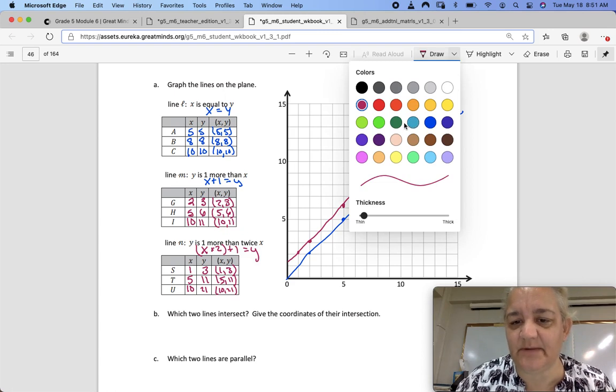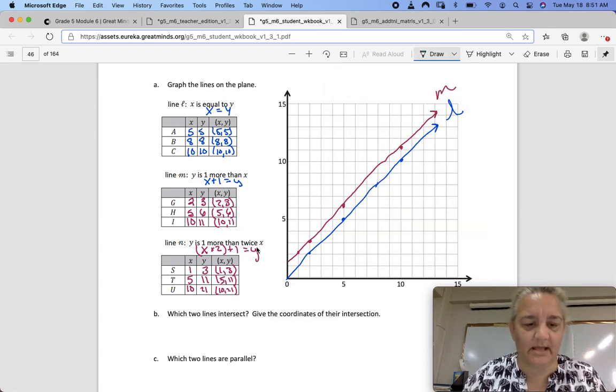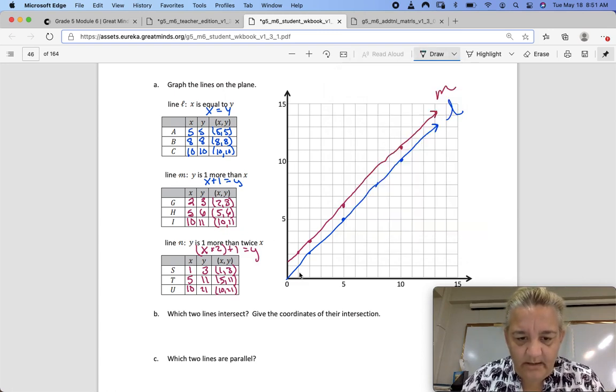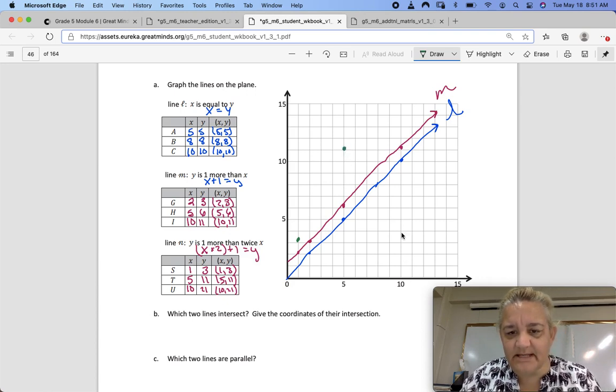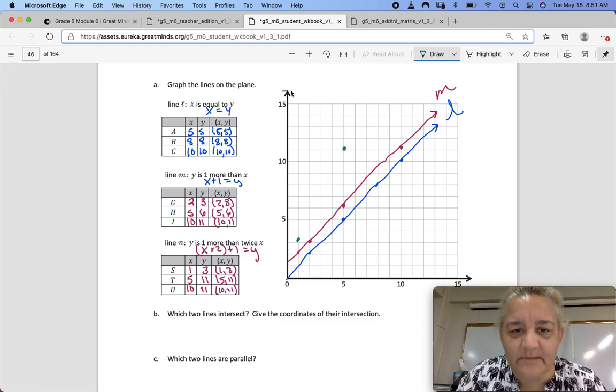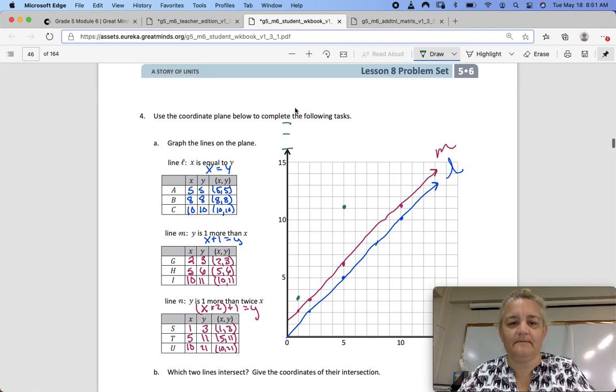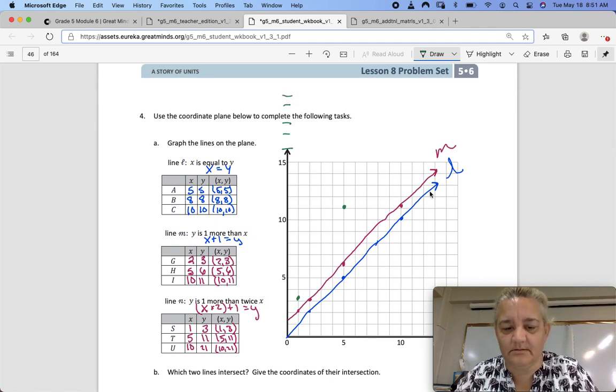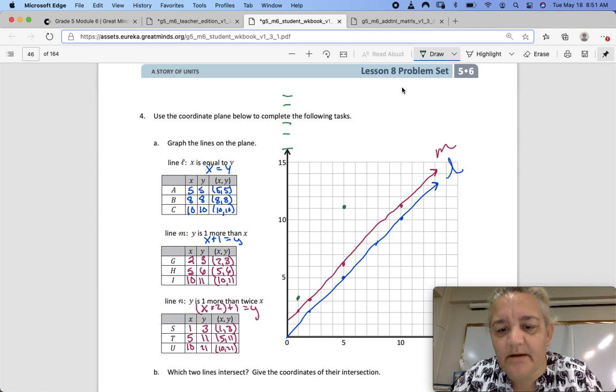And I am going to change colors again. I should have changed it right away. I'm sorry, I didn't do that. Green. Okay. So 1, 3. 5 and 11. 10 and, well, 16, 17, 18, 19, 20, 21 would be all the way up here.